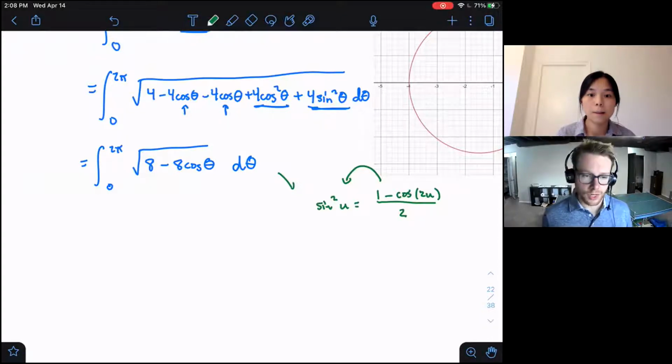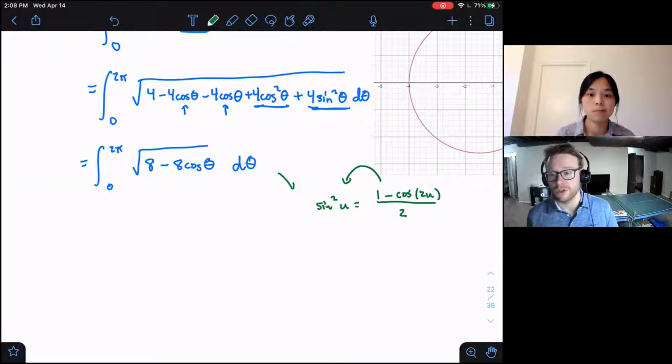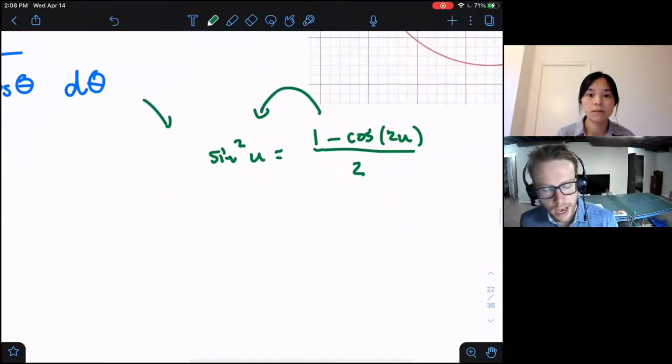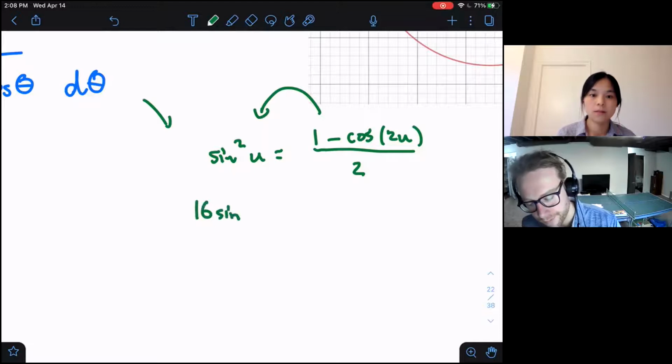And so I'm very interested in getting a perfect square instead of this 1 minus cosine stuff, just so that way it cancels with my square root. So let's go ahead and rearrange this a little bit. I'm going to multiply through by 16. I'll show you why this ends up being so nice.